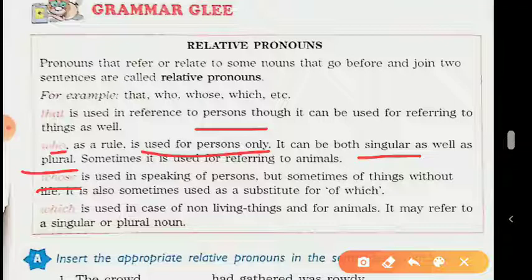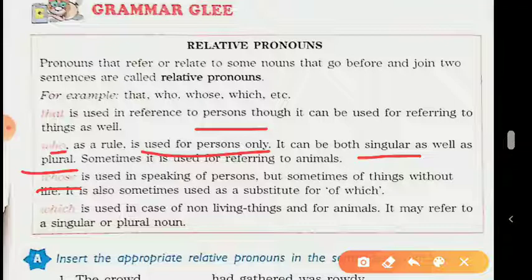This is the boy whose book was stolen yesterday. We are talking about a particular boy whose book, वो book बेटा किसकी belong करती थी, उस boy को. तो जो whose है वो generally ownership या possessions जहां भी आता है वहां हम whose को use करते हैं. Whose is used in speaking of persons but sometimes of things without life. It is also sometimes used as a substitute for which. कभी कभी हम whose को which की जगह भी use करते हैं, which के place पे. Substitute means in place of which.